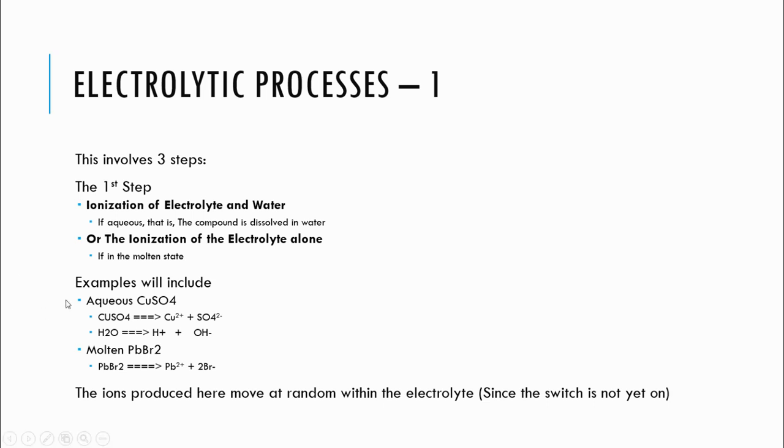So for example, in aqueous CuSO4, that's CuSO4 dissolved in water, CuSO4 ionizes, water also ionizes. But in molten PbBr2, lead bromide, it's only the lead bromide that will ionize because there's nothing else to ionize there. The ions produced here move at random within the electrolyte since the switch is not yet on, like electric current is not yet moving. The ions are just acting like particles in a gas. They are just moving. That's the idea because we've not yet started the process. So it's just basic ionization that occurs in the first electrolytic step.